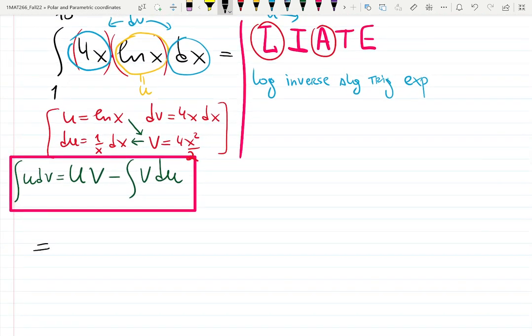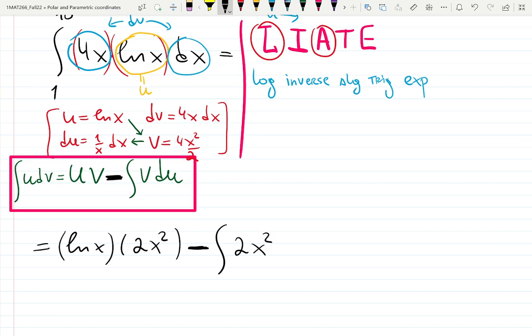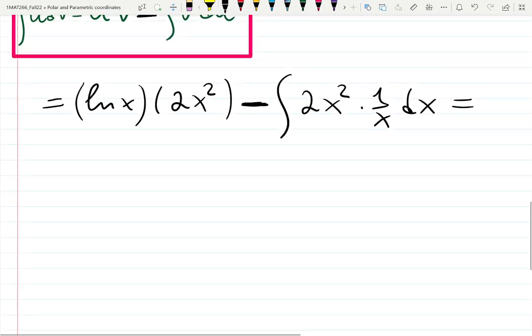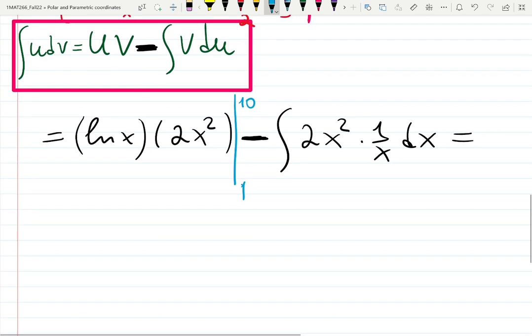Look at this. So ln x is u multiplied by v, let's simplify v, 2x squared, minus, as part of the formula, integral of the bottom function, 2x squared times 1 over x dx. The idea of integration by parts is that the hard integral should, hopefully, be broken into two simple parts. The first part is already done. In this case, we just need to plug in the numbers from 1 to 10. And the second integral, hopefully, is easier than what we had before. Let's see if it's true.